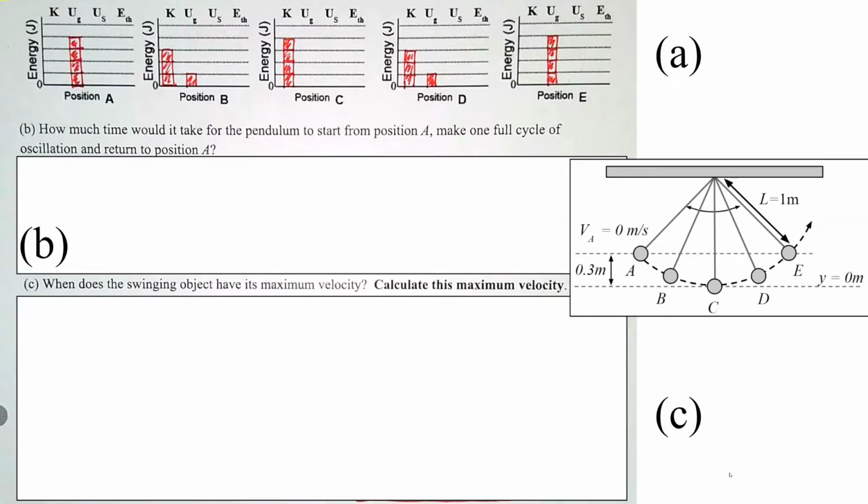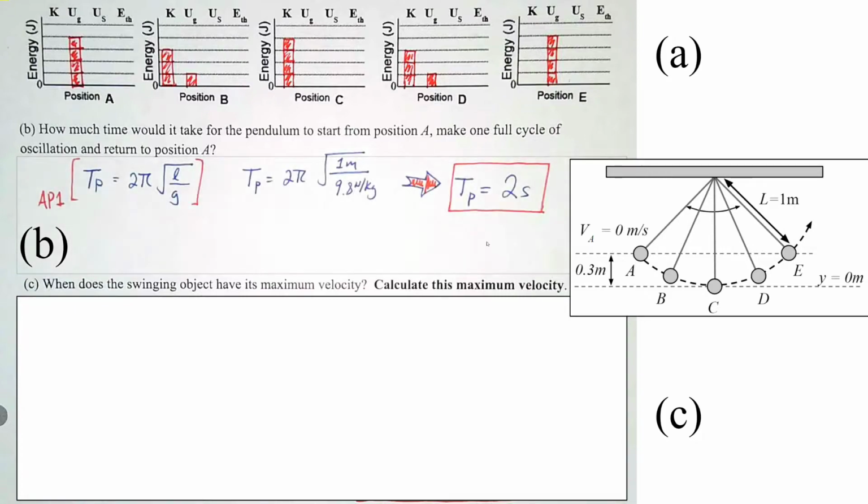So part B asks, how much time would it take for the pendulum to start from position A, make one full cycle of oscillation, and return back to position A? Well, if the pendulum starts at position A, goes all the way to position E and all the way back to position A, that's one complete cycle. The time for one complete cycle, remember, is defined as the period of a pendulum system. And we have an equation for that, which we've previously discussed.